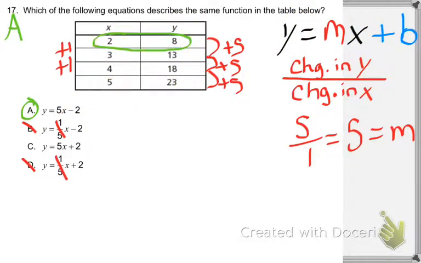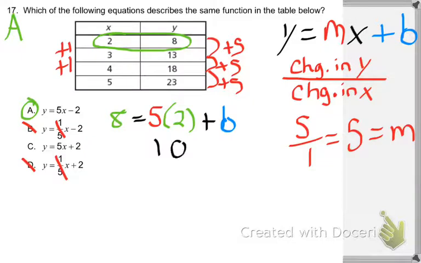So what you're going to see me do is pick a combination. I'm going to pick 2 and 8. So I'm going to change y to 8, I'm going to change x to 2, and I'm going to change m to 5. That's what I'm going to do right now. So notice, I wrote y equals mx plus b, but I filled in for y, filled in for x, filled in for m. We're going to solve for b. Okay, so 5 times 2 is 10, so we have 10 plus b equals 8.